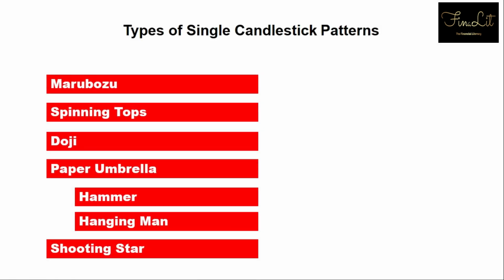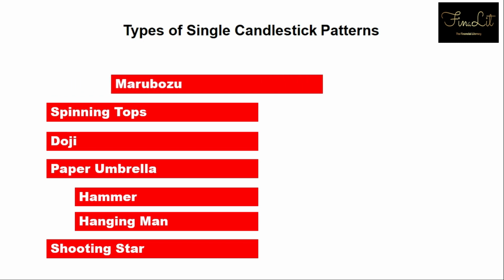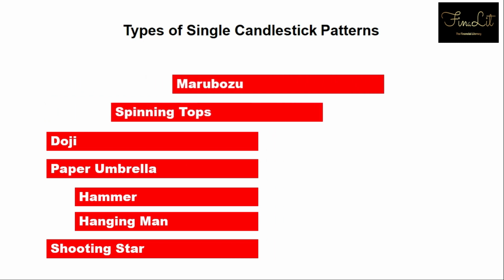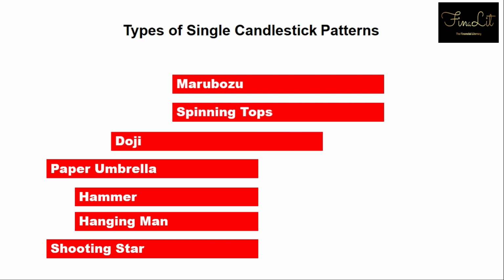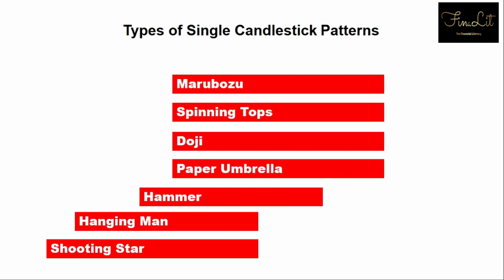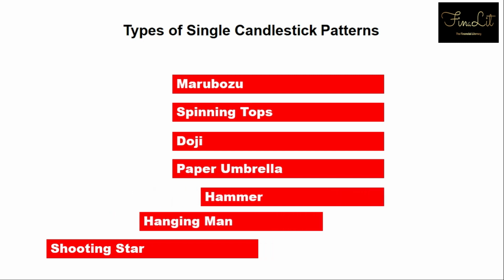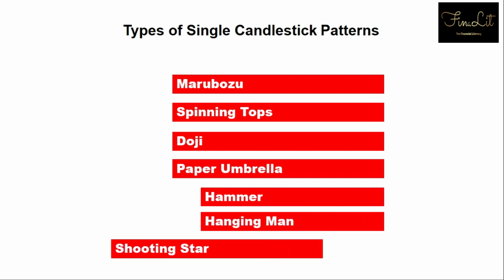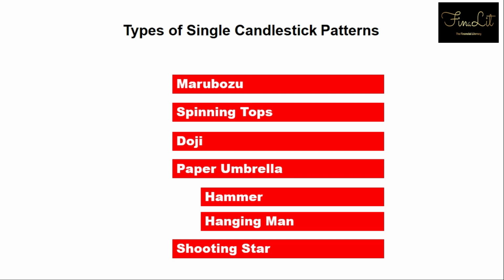Types of single candlestick patterns: Marubozu, bullish and bearish, spinning tops, Doji, paper umbrella, hammer and hanging man, shooting star.